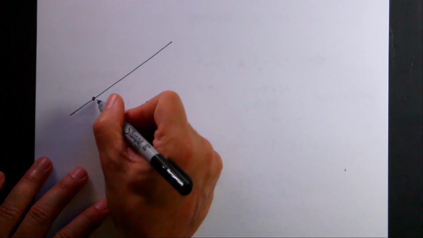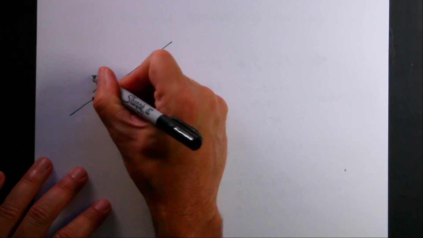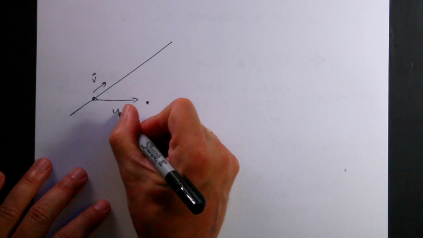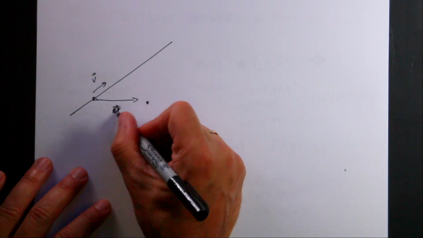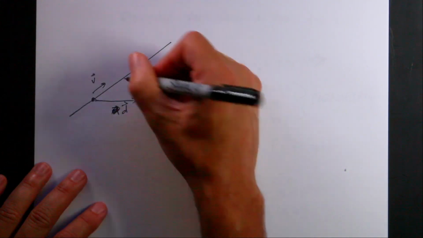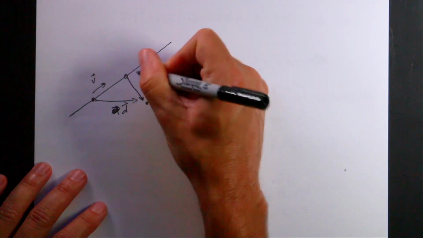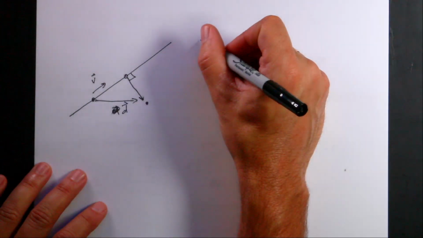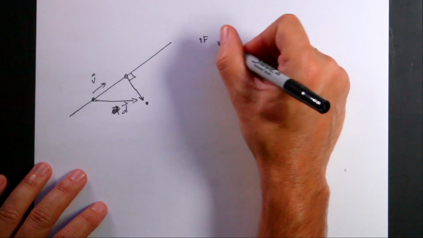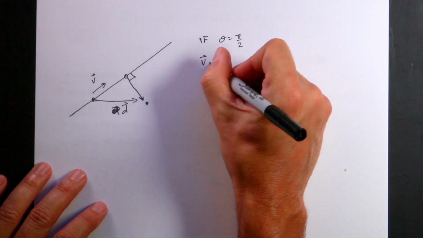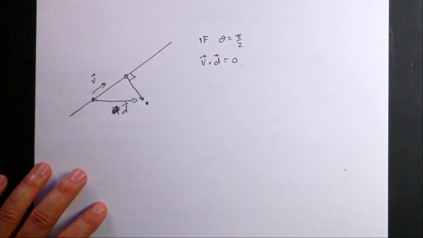So if I have this is my vector v, the direction of the line, and let's call this the vector u, or I call that d, the vector d. I'm going to get the shortest distance when this is true, and that's a right angle, right? So if two vectors have a right angle between them, then I could say, if theta equals pi over 2, then v dot d equals 0.